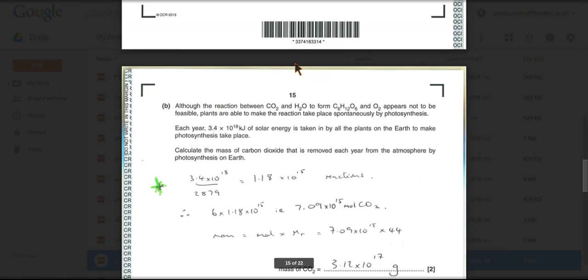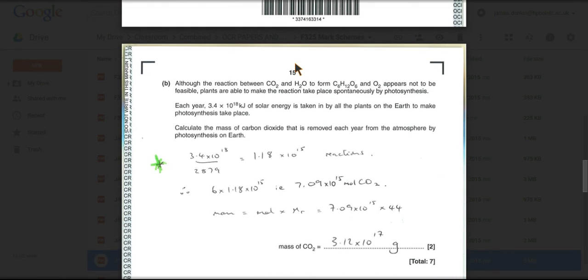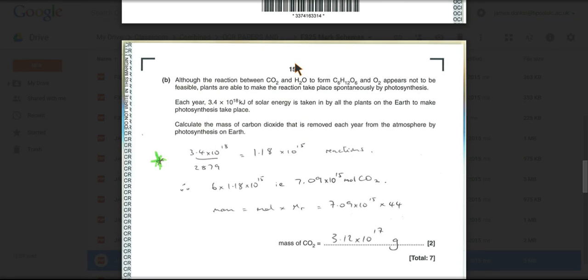And then the question turns quite nasty with this calculation. It's not very nice. Although the reaction between carbon dioxide and water appears not to be feasible, plants are able to make the reaction take place spontaneously by photosynthesis. So each year, this many kilojoules of solar energy is taken in by all the plants on Earth to make photosynthesis take place. Calculate the mass of carbon dioxide that is removed each year from photosynthesis.